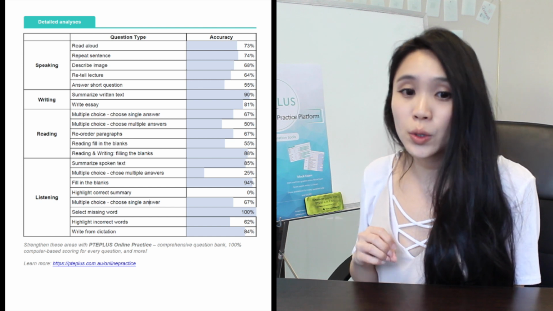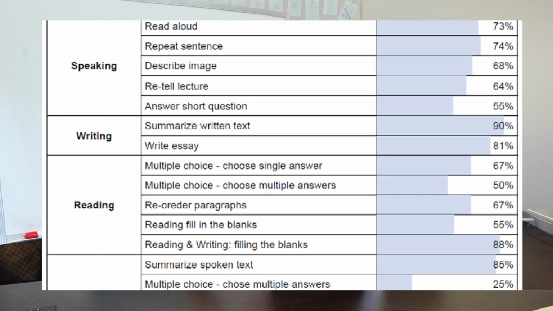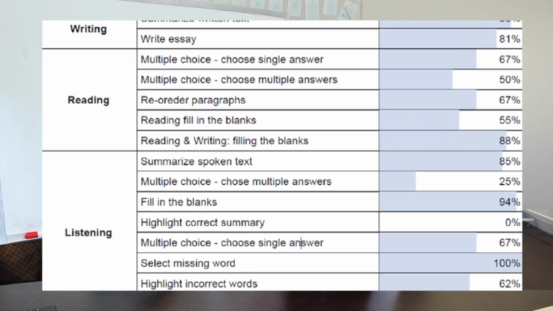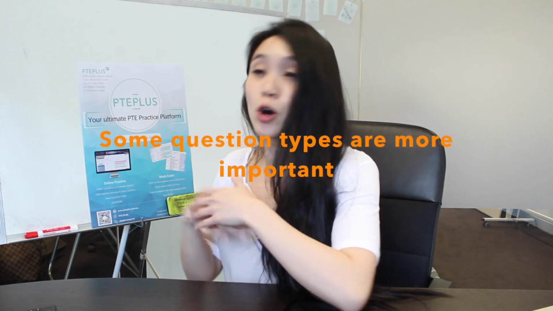Now, some students will look at the question types with the lowest performance and try to practice more in them first. But that's not necessarily the best way to improve because different question types have different weights and contribute different amounts towards your final score. So some question types are actually more important and contribute more than others.